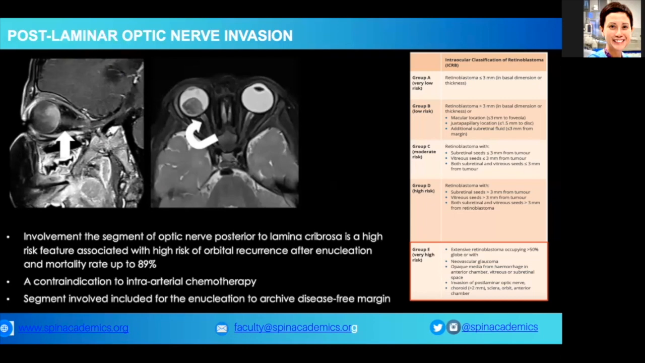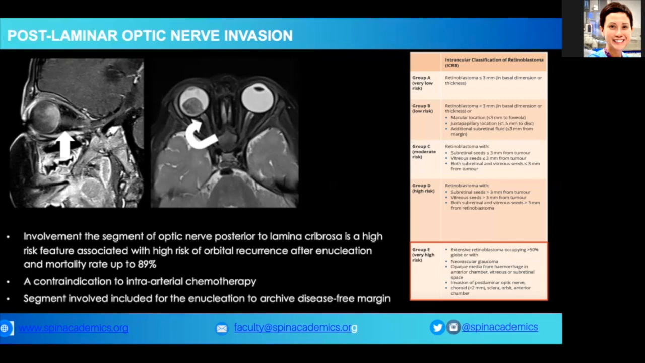Assessment of the optic nerve is essential for accurate staging. Prelaminar and intralaminar invasion of the optic nerve are not considered high-risk features. Post-laminar optic nerve invasion, that is the involvement of the segment of optic nerve posterior to the lamina cribrosa, however, is a high-risk feature associated with high risk of orbital recurrence after enucleation, and mortality rate is up to 89%.